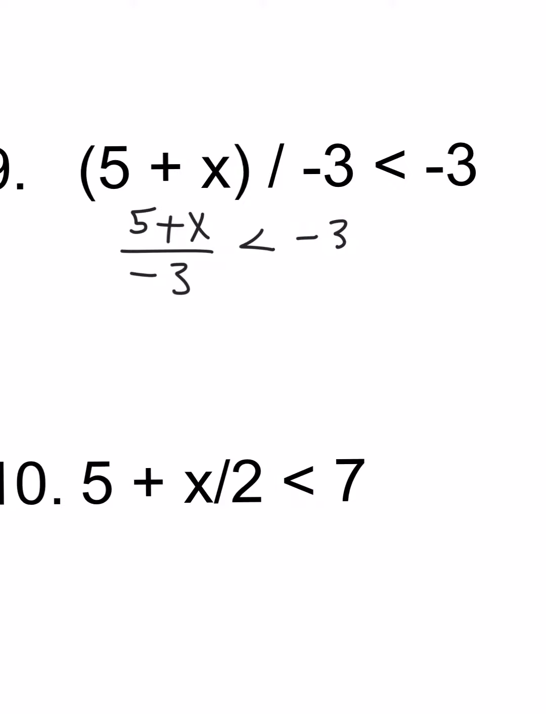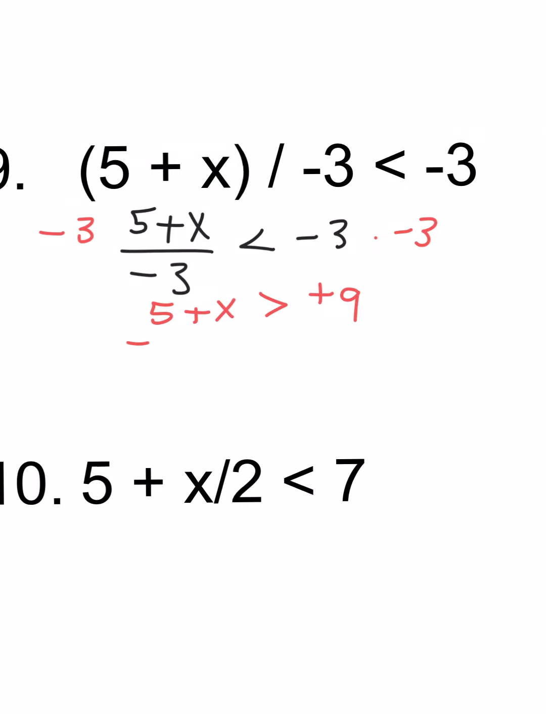So we'll have to perform the inverse operation and multiply both sides by negative 3. When you do that, you'll get a positive 9 on the right hand side. You'll have to flip the sign around because you multiplied by a negative number, and you'll have 5 plus x still left on the left hand side.